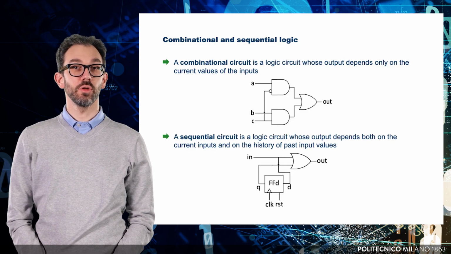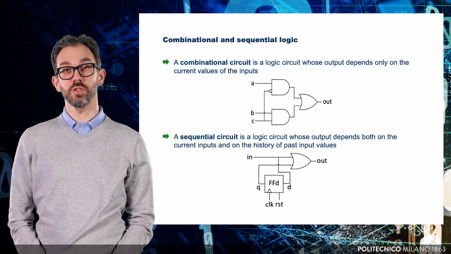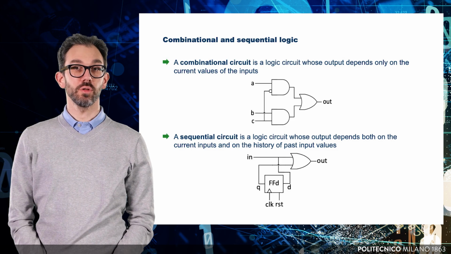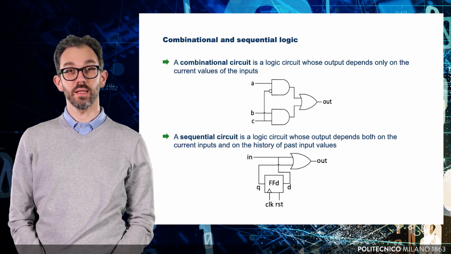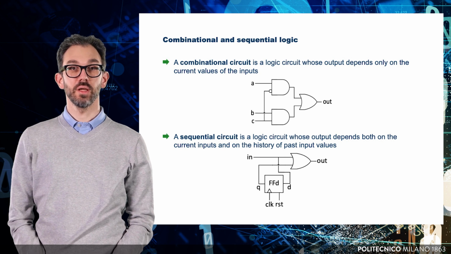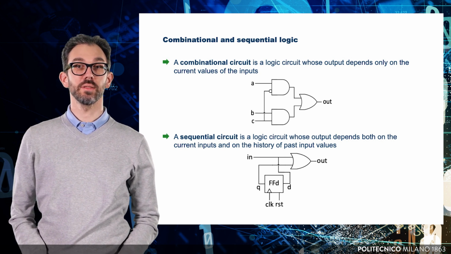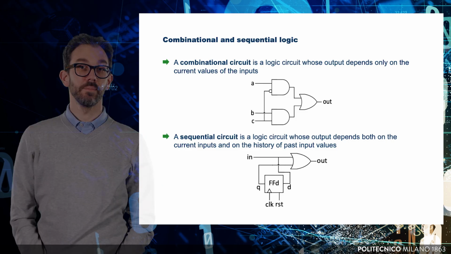Unlike combinational circuits, a sequential circuit is a logic circuit whose output depends not only on the current values of the inputs, but also on their past history. For example, the circuit shown in the slide analyzes the input values in the current and previous clock cycles to check whether the value 1 has occurred at least once and sets the output accordingly.